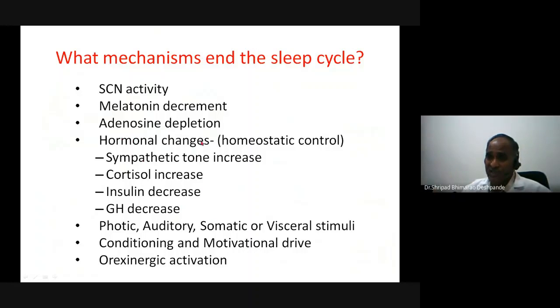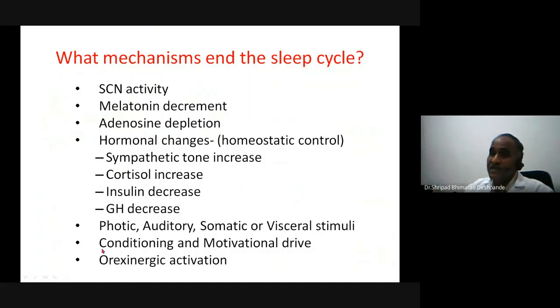These are hormonal changes. Now, as you are in the morning, the photic, auditory, somatic, and visceral stimuli start happening. Photic means the light is there. Auditory means the extraneous sounds come in because of the activity. Somatic may be because of some disturbance, or you keep an alarm, so that would activate. And visceral means your bladder is full, and that full bladder may activate and make you sensory.